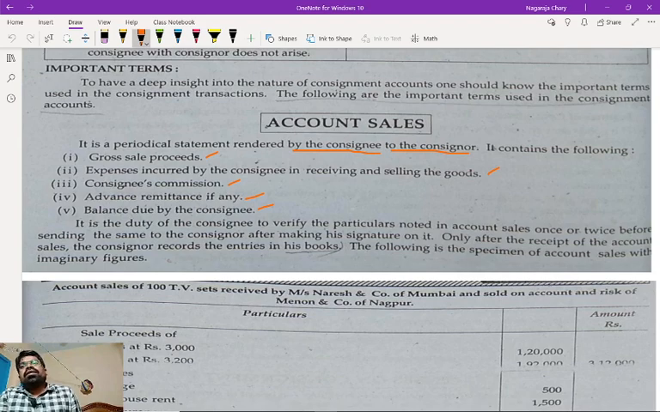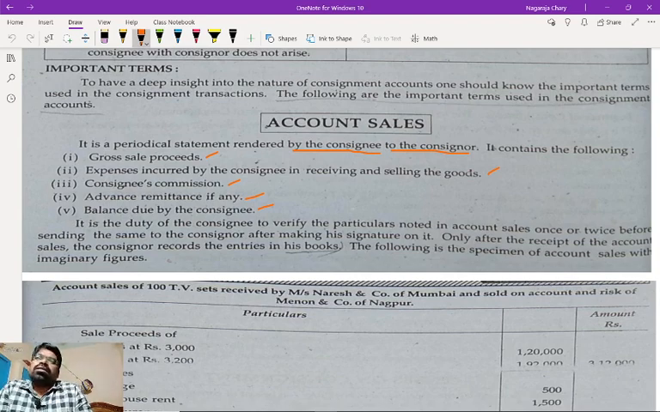And again, the settlement of the consignment. Sometimes the due balance is to be paid through cheque or DD. So the balance amount is to be paid to the consignor, and that is why those details also have to be sent. It is a duty of the consignee to verify the particulars noted in the account sales once or twice before sending the same to the consignor after signing it.